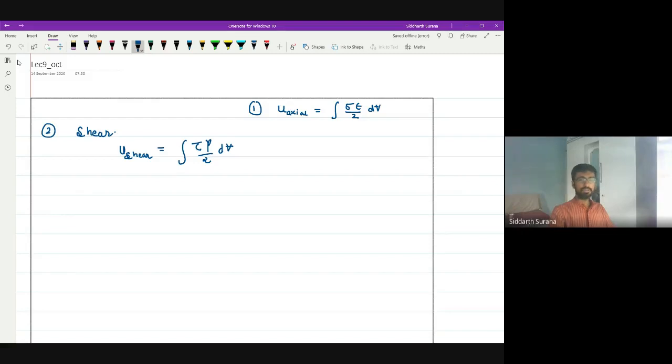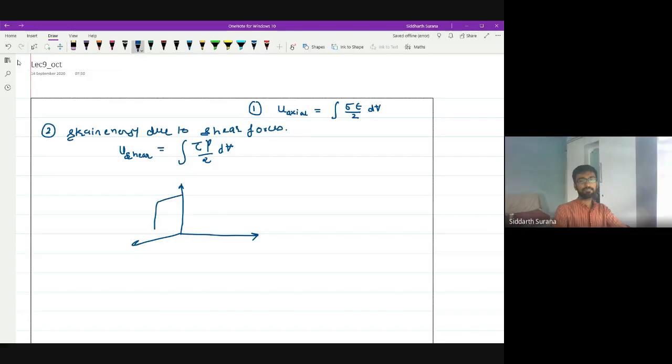So this is the way you can look for strain energy due to shear forces. We can derive it also, not a big thing. Let's take an element, or let's take a body. Let us say that this is dx, dy, and dz, with x and y as the axes.